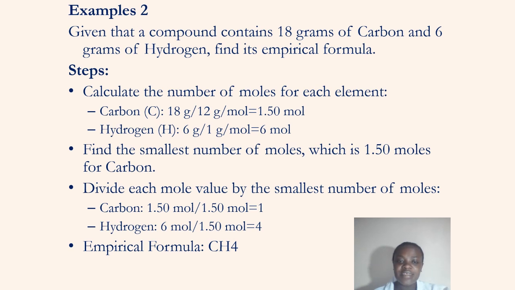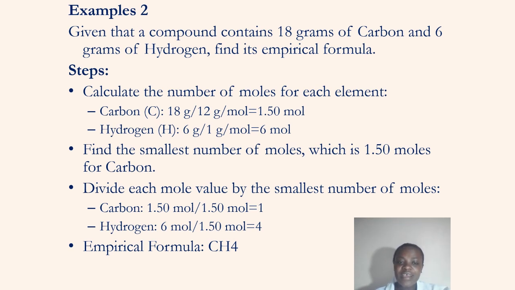So the next step, we look at the smallest number of moles. For our case here, the smallest number is 1.50. So 1.50 is going to divide through the moles of carbon and hydrogen. To get the smallest number of moles, we divide 1.50 by 1.50, so that is for carbon. And that of hydrogen, we found it is 6 moles. We divide by the smallest number of moles, that is 1.50, to give us 4.